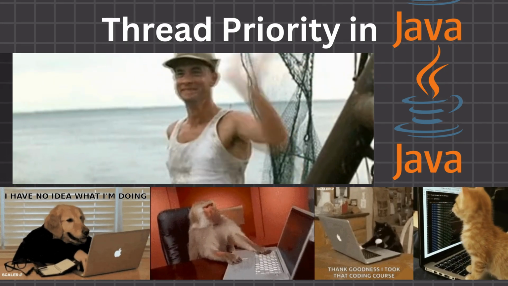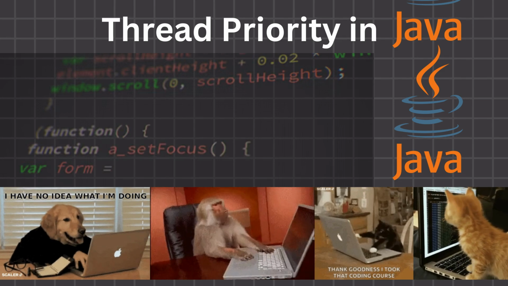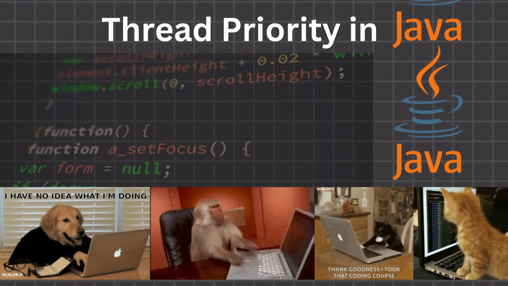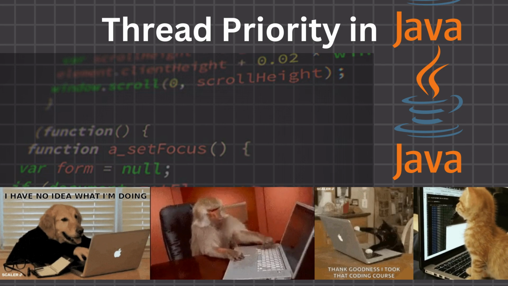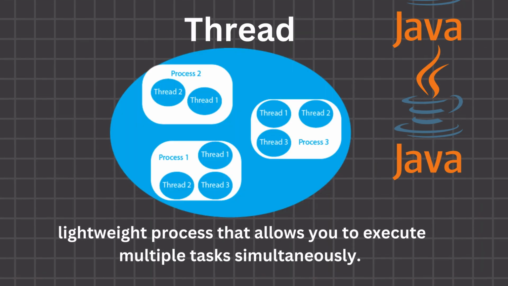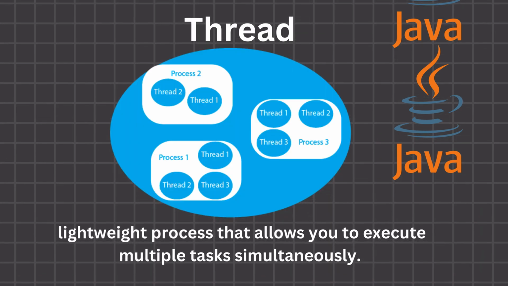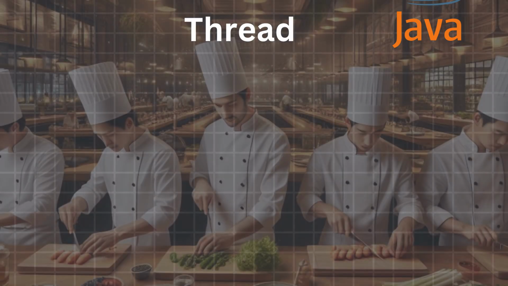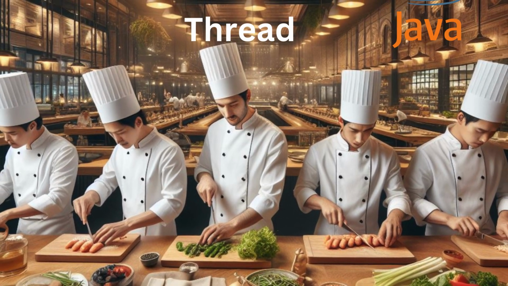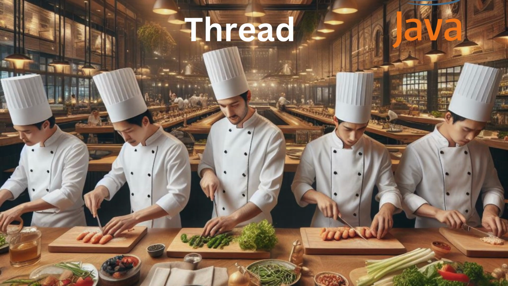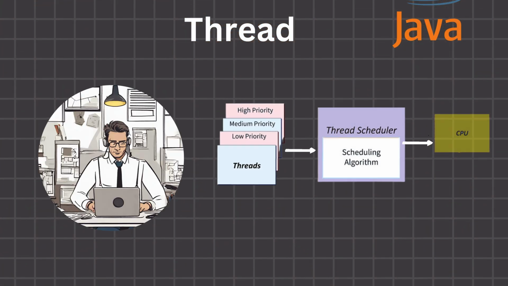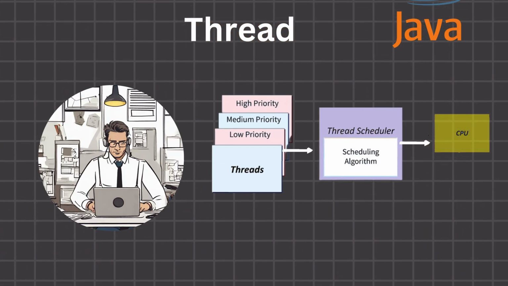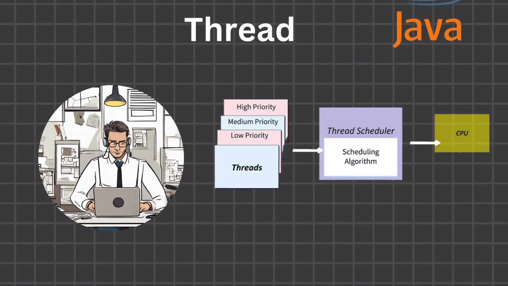Today we're going to be talking about thread priority in Java. But before we dive into that, let's take a moment to understand what a thread is. In Java, a thread is a lightweight process that allows you to execute multiple tasks simultaneously. Think of it like having multiple chefs in a kitchen, each working on different dishes at the same time. Threads allow you to do the same thing in your Java programs. Execute multiple tasks simultaneously and efficiently.